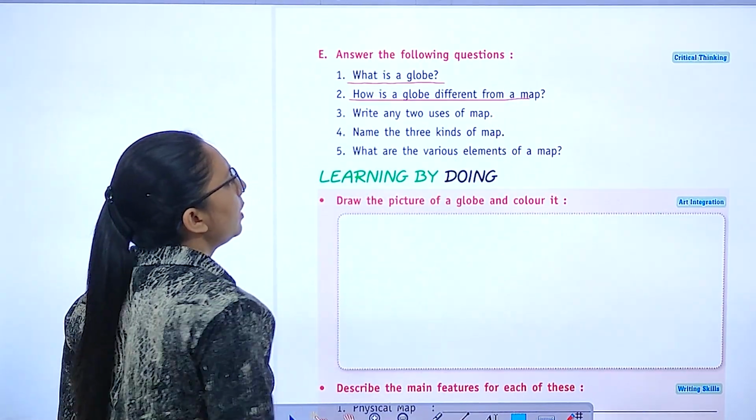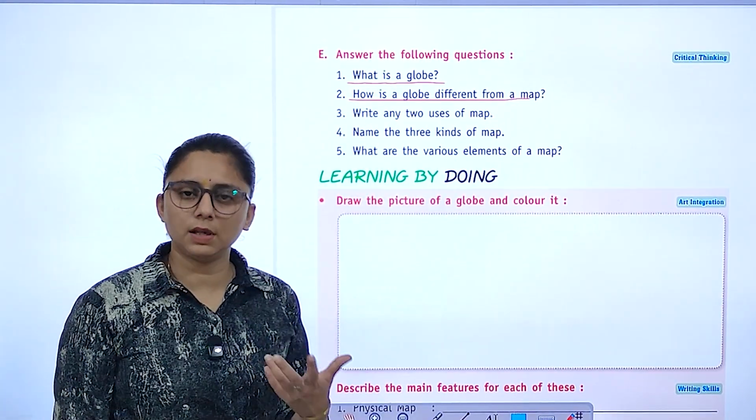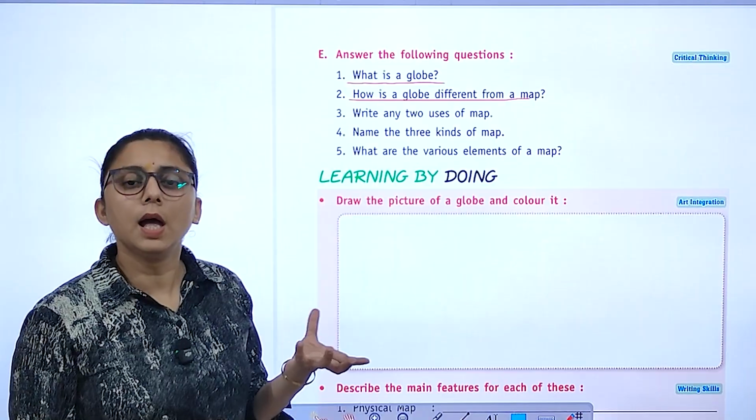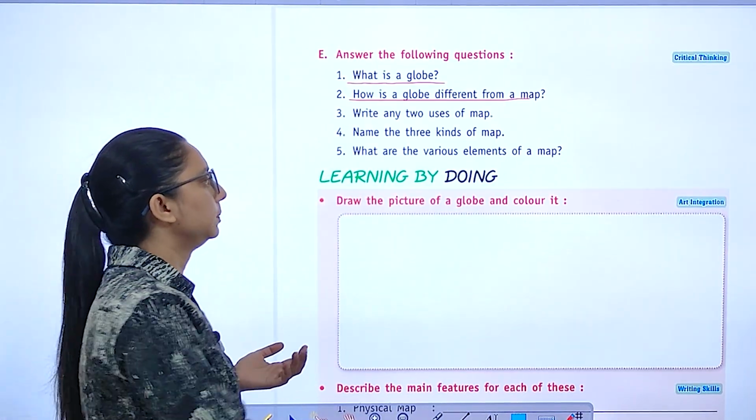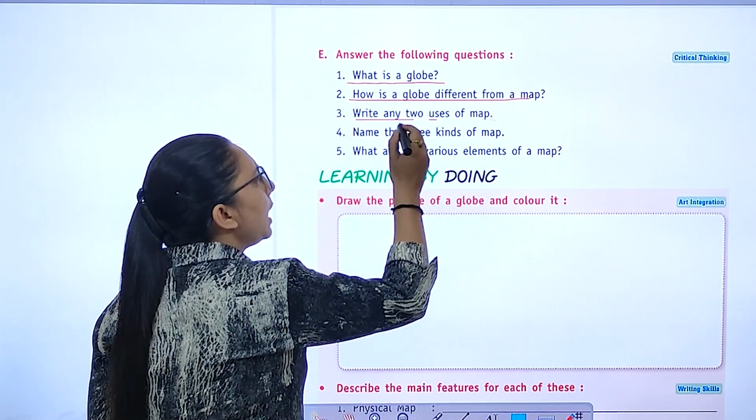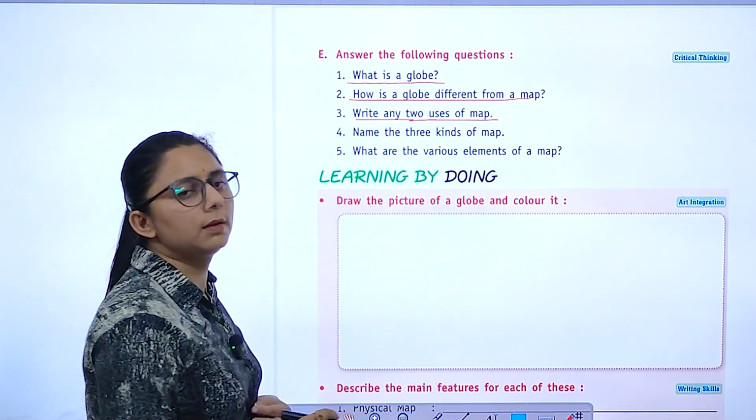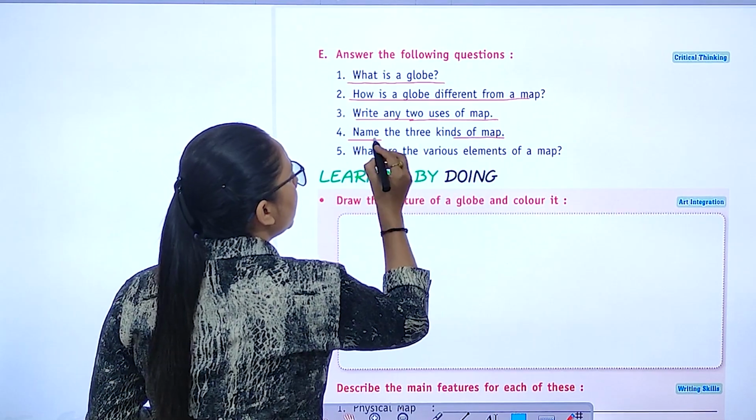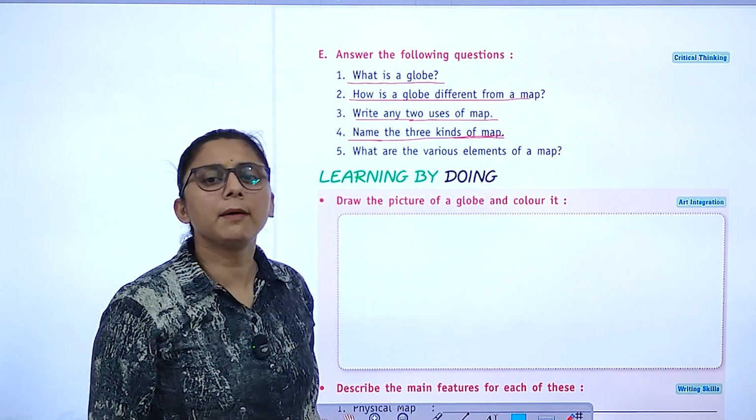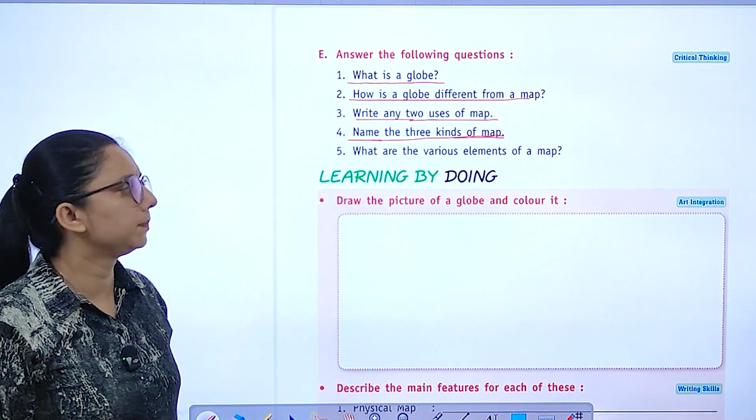How is globe different from map? Globe क्या होता है? भाई it's heavy. It's very hard to carry to different places. पर map को आप easily fold कर सकते हो और अलग-अलग places पे ले जा सकते हो. Write any two uses of map. आपको distance find करने में help करता है. Right? What are the three different kinds of map? कौन-कौन से map होते हैं? Political map, physical map and thematic map.